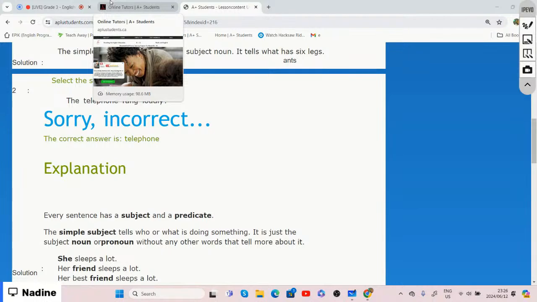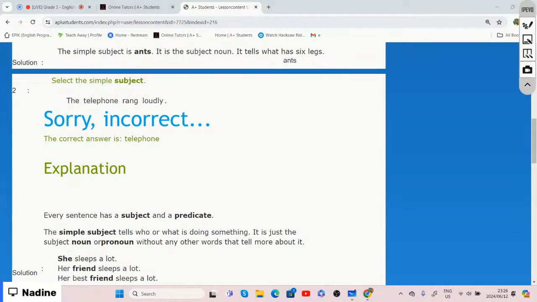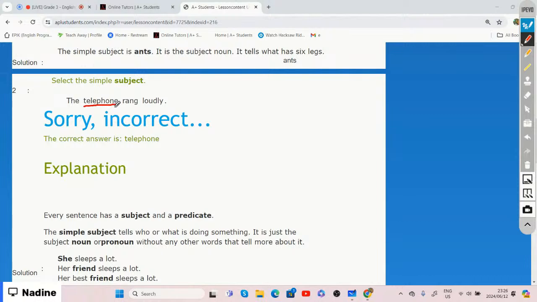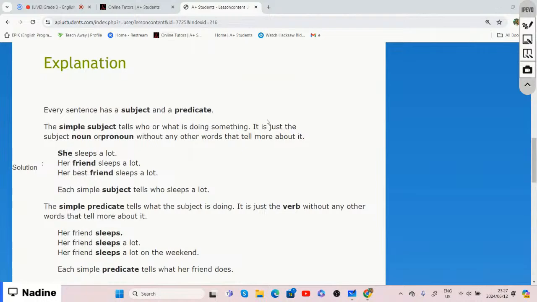All right, so if we were to identify the simple subject within that sentence, that either tells us who or what is doing something, then we can say telephone, because remember we said it is only the noun or only the pronoun without any other words that tells us about it. So basically, telephone is our subject.